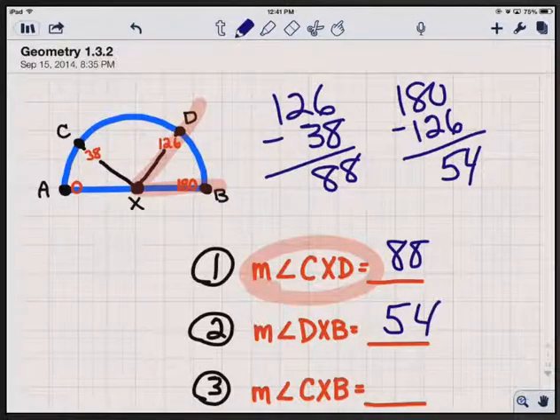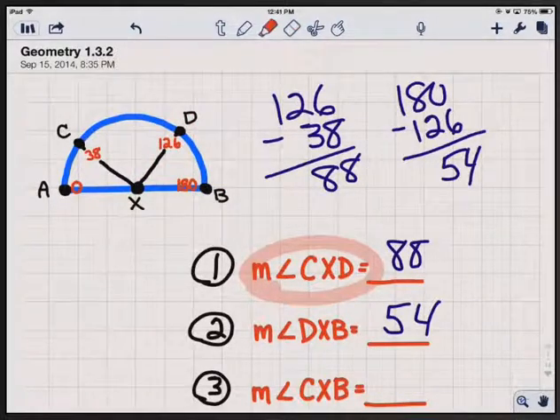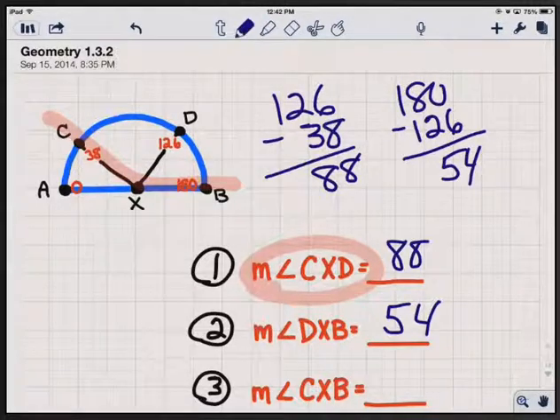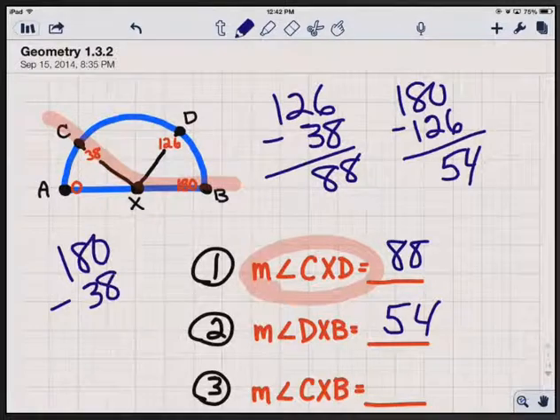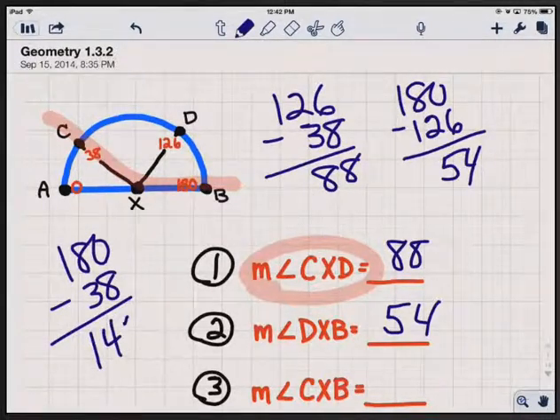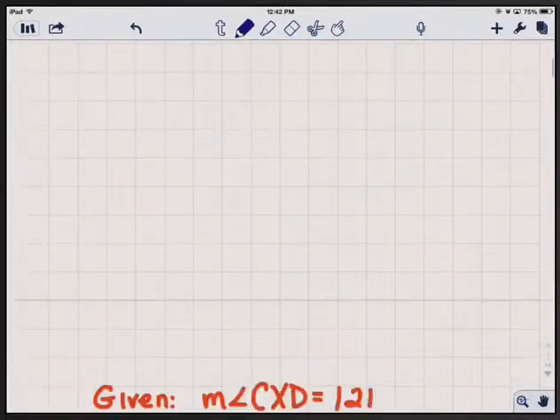And the last of these three questions, angle CXB, which is this angle, its degree measure would be 180 minus 38, subtracting two numbers on the protractor where the sides cross, and you get 142. Next page.